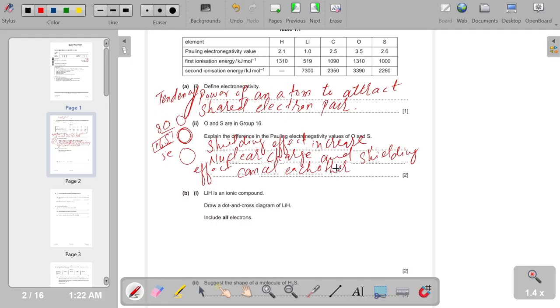And what could be the final answer? The atomic radius of sulfur is bigger, as already told. Even though sulfur has greater nuclear charge, electronegativity decreases. Sulfur has lower electronegativity than oxygen.